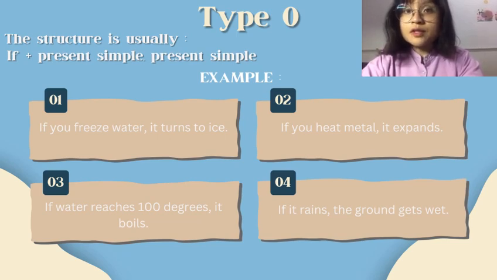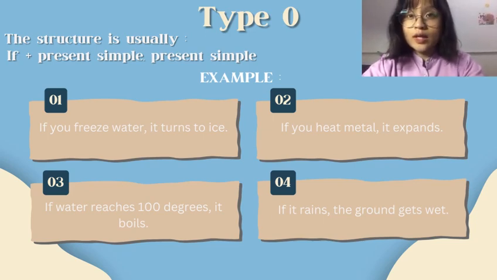Here are some examples of zero conditional sentences. First, if you freeze water, it turns to ice. Second, if you heat metal, it expands. Third, if water reaches 100 degrees, it boils. Fourth, if it rains, the ground gets wet. And the last one, if you press the button, the television turns on. These sentences describe general truth, scientific fact, or instruction that are always true. Regardless of the situation, the zero conditional is important for communicating effectively in everyday conversation and academic writings.